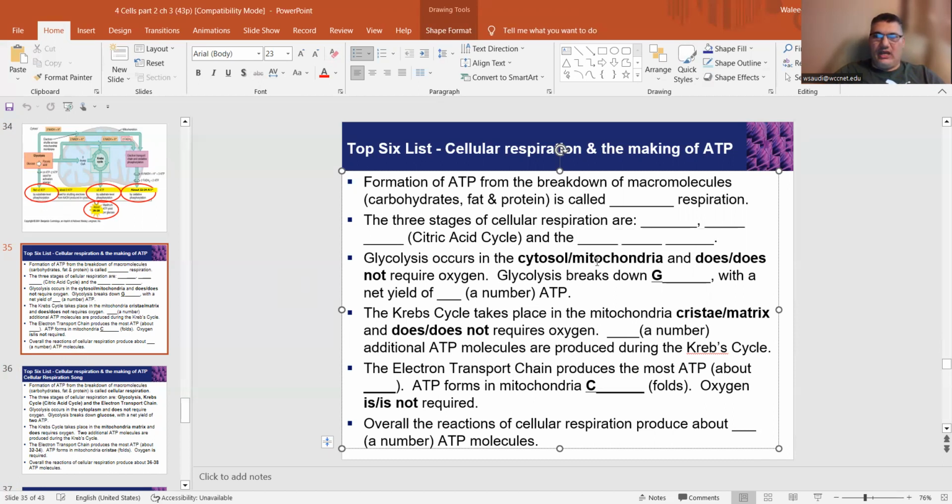So glycolysis happens where, the cytosol or mitochondria? It's in the cytosol, or cytoplasm. Does it need oxygen or not? No. It's called anaerobic. You break down what? Glucose. How many ATPs do you get? 2.